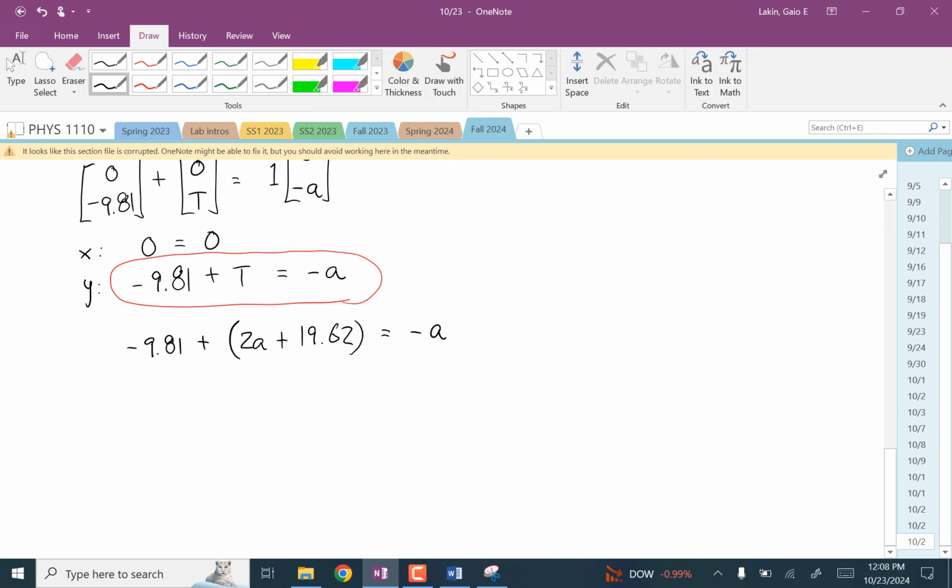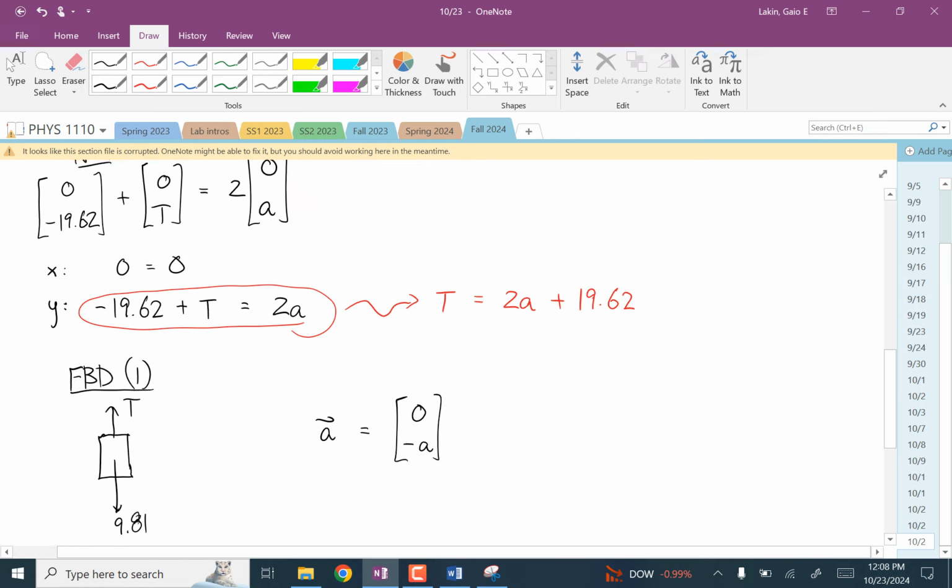And that's equal to negative a. And so I get 3a is equal to negative 9.81. And so a is equal to negative 3.27. Any questions about that?